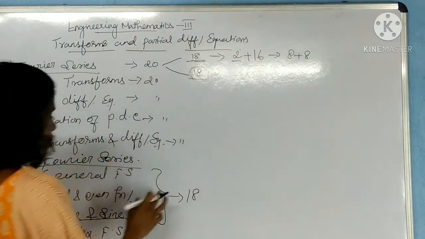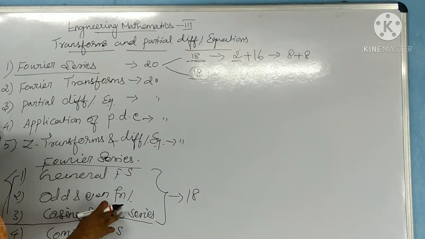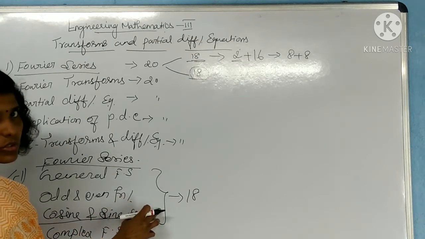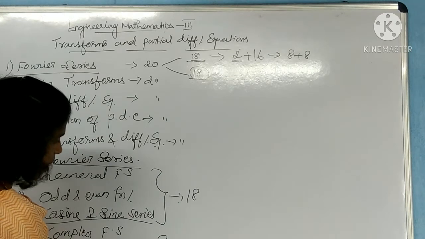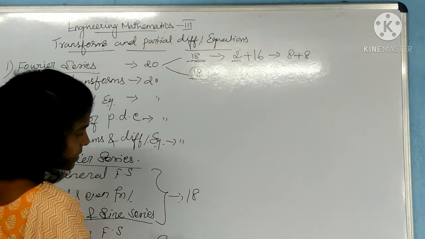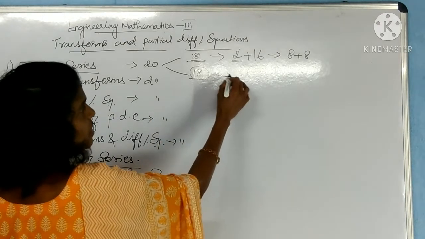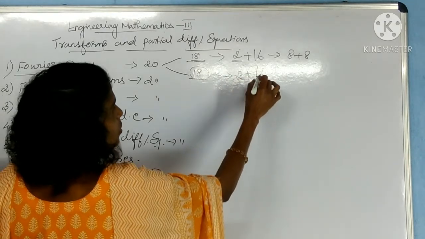That is one 2-mark question and one 16-mark question here, totally 18 marks. This is the first half. The remaining second half is also asking 18 marks, that is one 2-mark question and one 16-mark question.